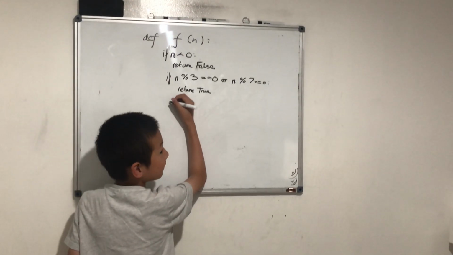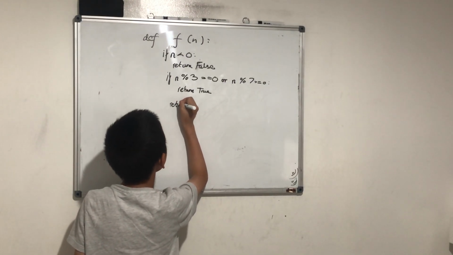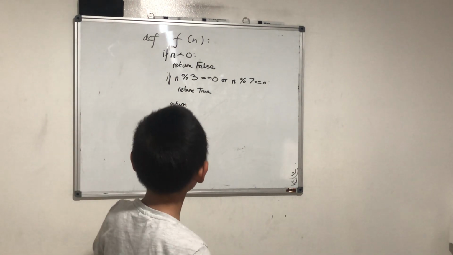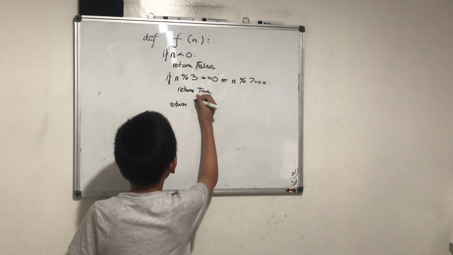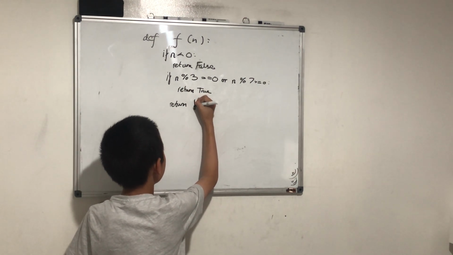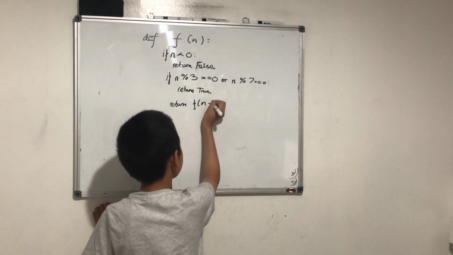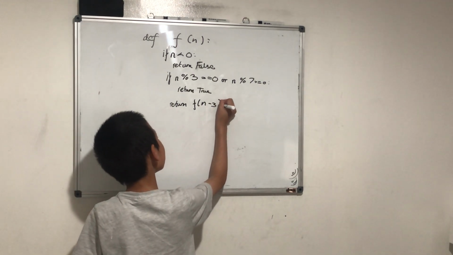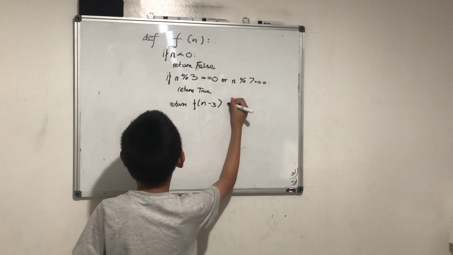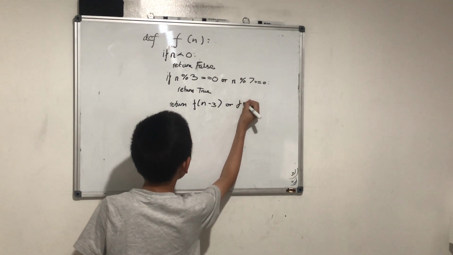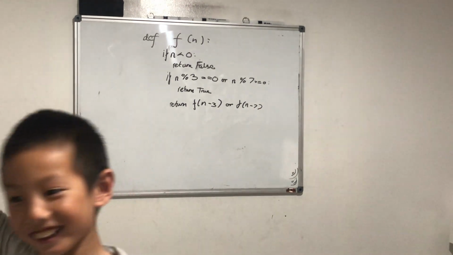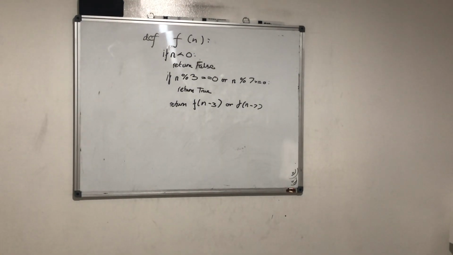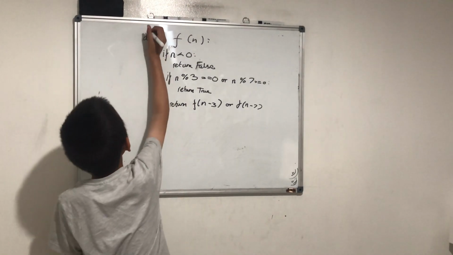And what? Return, and return what? We call it itself. Yeah. f of n minus 3 or f of n minus 7. Right. What's the time complexity for this one? You're missing something. Oh yeah.